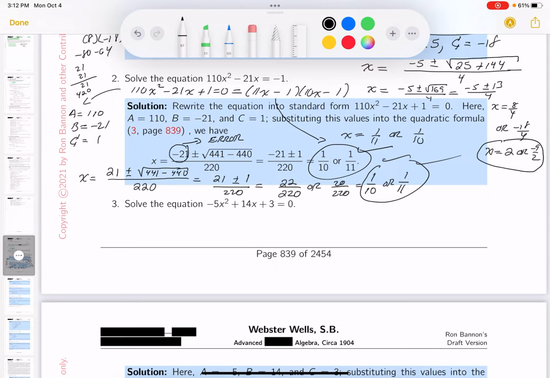All right, this one over here, I'm going to do a little differently. The reason for that is I'm looking at it. I could write the A, B, and the C down, but I'm going to multiply both sides by minus 1. It makes it easier for me. What do you get? 5x squared minus 14x minus 3 equals 0. I'm going to make some attempt to factor it. What's nice about this factorization is it's easy.